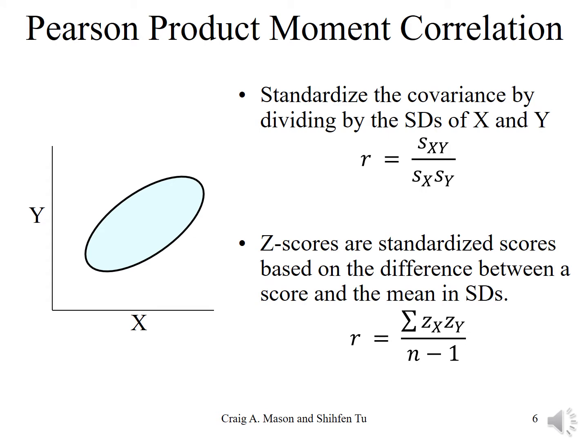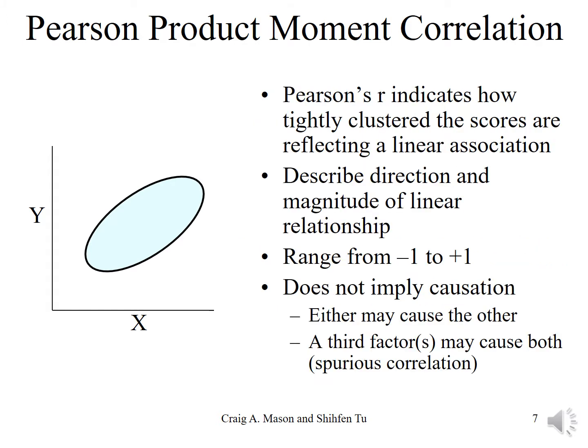In addition to dividing the covariance by the standard deviations, you can also calculate the Pearson R by converting x and y to z-scores, calculating the cross product of these z-scores, and dividing by n-1. The Pearson's product moment correlation, or Pearson's R, is probably the most widely used measure of the association or the correlation between 2 variables. When people talk about correlation, they're usually talking about the Pearson's R.